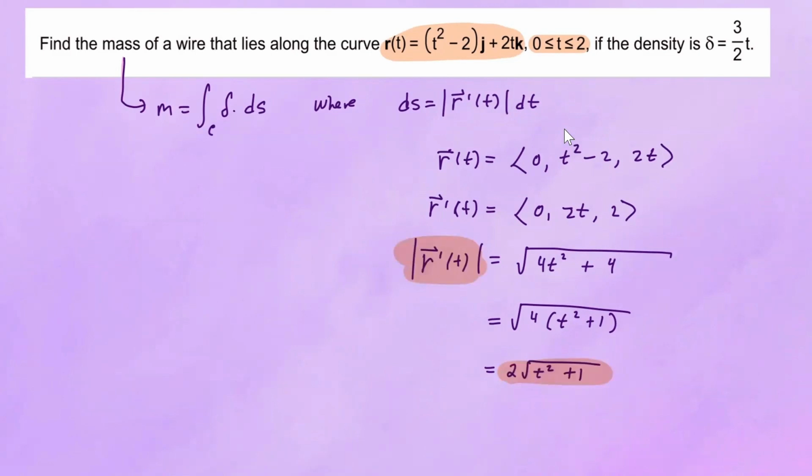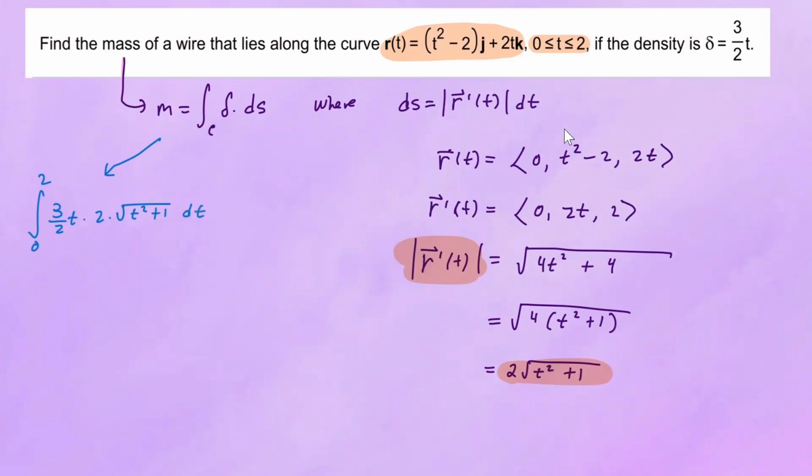So that is our expression for the magnitude of r prime of t. That means our integral is going to look like this. We have the integral along the curve C, which can be written as the integral from 0 to 2, because that's the t values we're given. The density, which is given to us, we substitute: 3 over 2t times ds, and ds is the magnitude of r prime of t times dt. So this is 2 times the square root of t squared plus 1 dt.